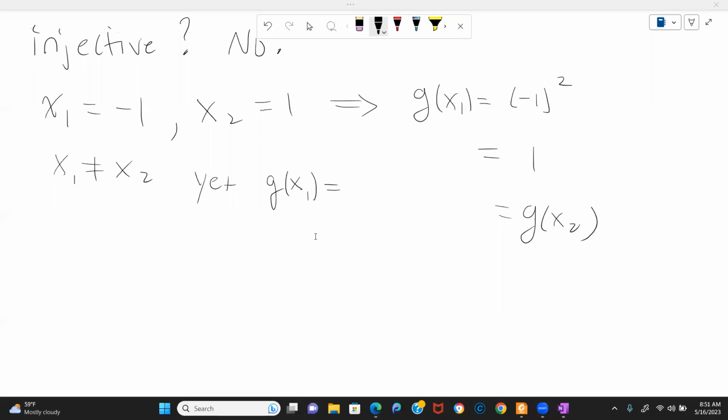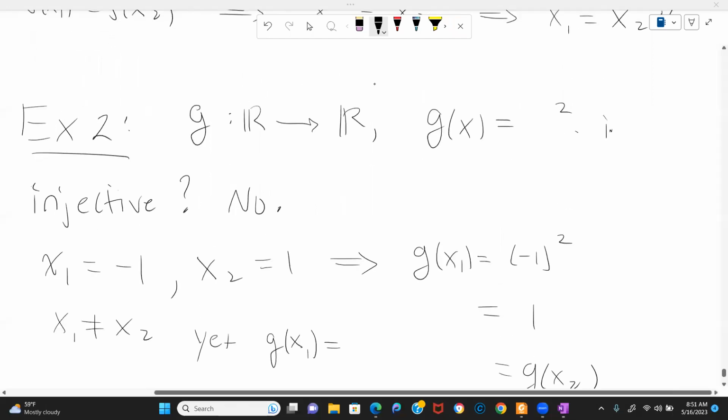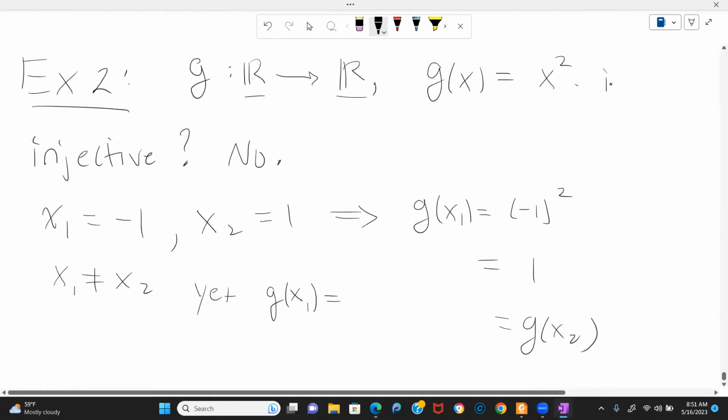So what was I saying? Oh, we have this function g from R to R, equal to x squared. And the question is, is it injective? And the answer is no, because you can find distinct points, x1 and x2, say just take them to be -1 and 1, which are distinct, yet their outputs are the same.